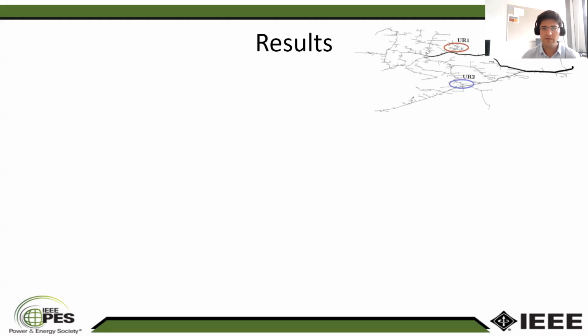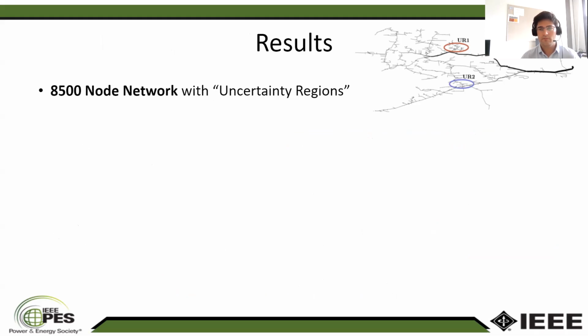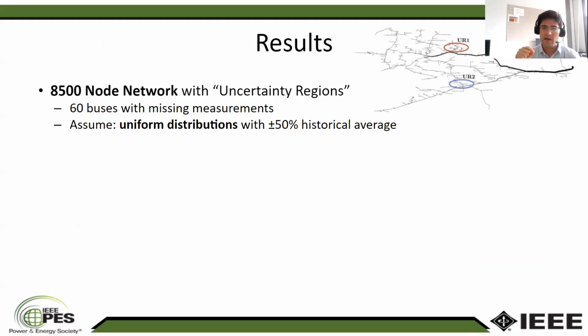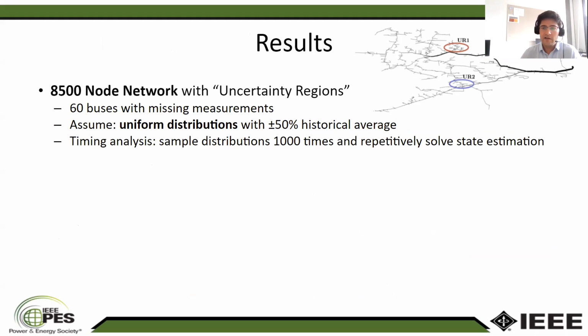In order to test our methods, we considered the 8,500 node distribution network, and we assigned two so-called uncertainty regions, where we assumed there were a subset of buses where we lacked real-time measurements. And instead, we assumed uniform distributions associated with each of these loads with bounds given by plus or minus 50% of their historical averages. Finally, we performed timing analysis by sampling 1,000 times from these uniform distributions and repetitively solving the state estimation problem.